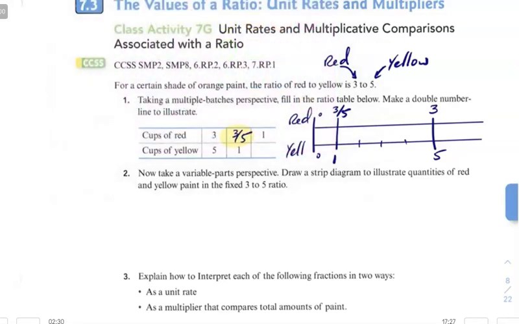Similarly, we can look at what happens if we want just 1 cup of red. Our original recipe said 3 cups, so we need to figure out what 1 cup would be. And that's 1/3 of the original recipe. So instead of 5, we would have 5/3 of the yellow paint.